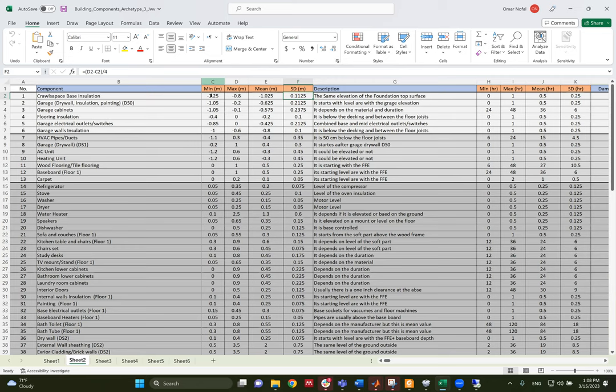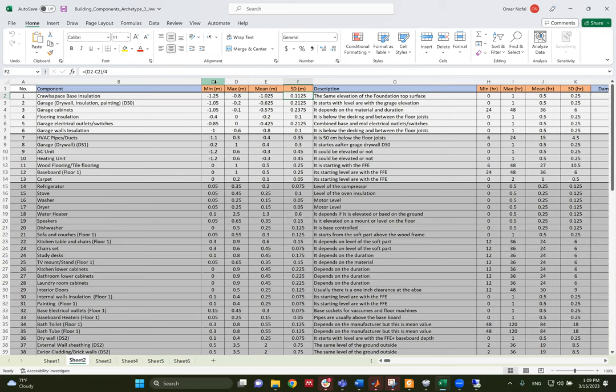So we have the maximum of the component. Let's talk about the AC unit. The maximum is 1.5 meter. The minimum is zero, right? To get the mean, it is D max plus D min over two. So it will be 0.75. The standard deviation will be D max minus D min over four. So you will have 1.5 minus zero over four. It should be 0.3 something.